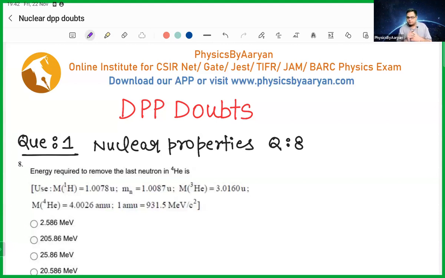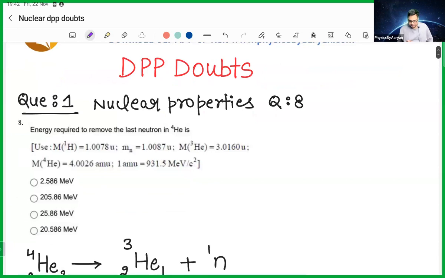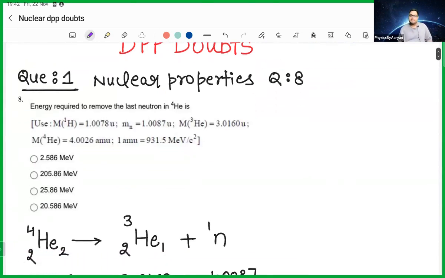This was the first doubt, which was shared by 2 people, and it seems like a common doubt. This is a doubt from the nuclear properties DPP, question number 8. The question is: what is the energy required to remove the last neutron from 4 helium? You want to remove the neutron from the 4 helium, so how much energy do you need?